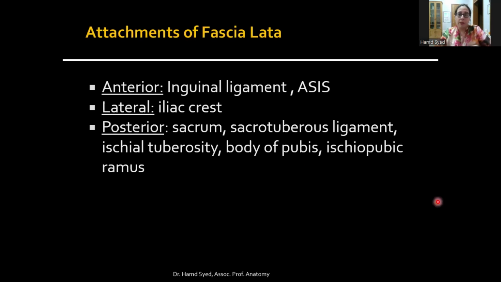Let's summarize the attachments of the fascia lata, which is a commonly asked question. Well, anteriorly, it is attached to the inguinal ligament and the anterosuperior iliac spine. Laterally, it is attached to the iliac crest. Posteriorly, it is attached to the sacrum, the sacrotuberous ligament, ischial tuberosity, the body of the pubis, and the ischiopubic ramus. So these are the attachments of the deep fascia of the thigh, also known as the fascia lata.